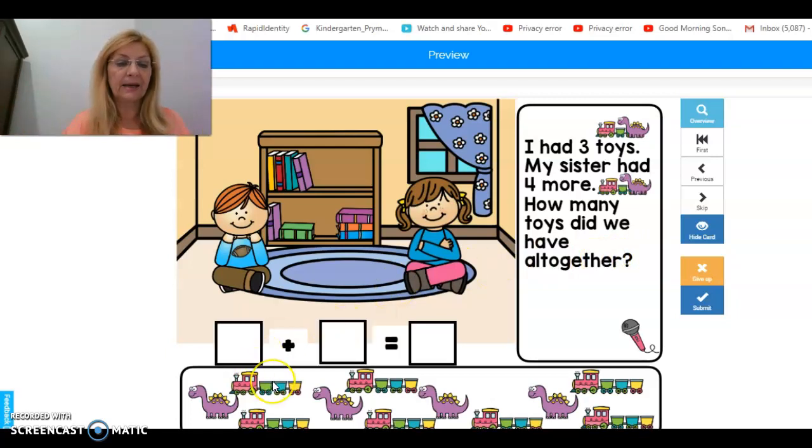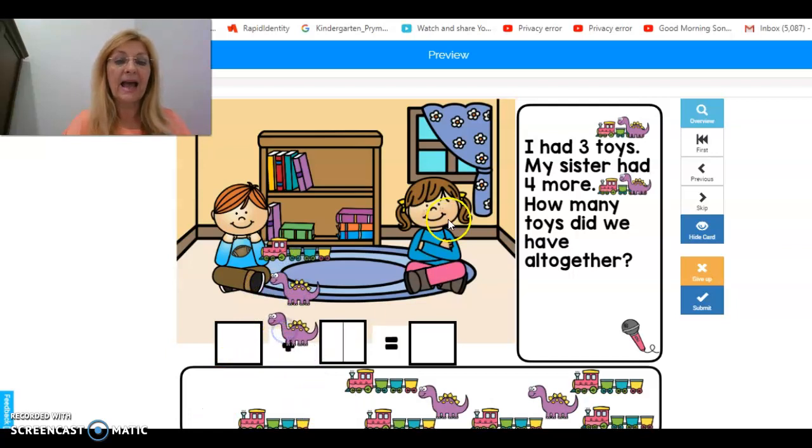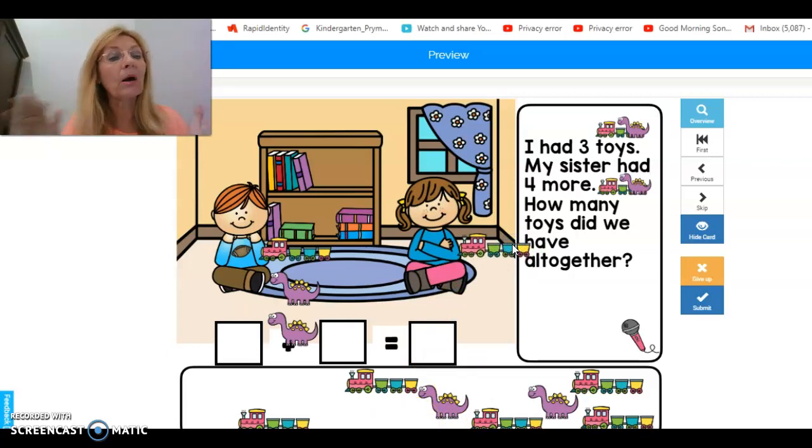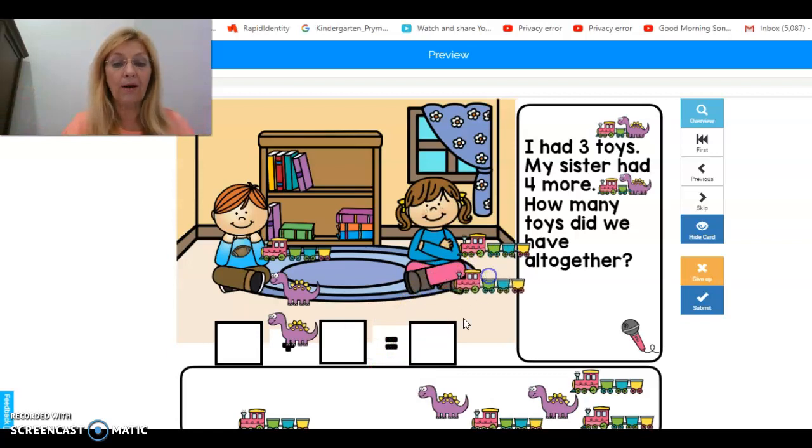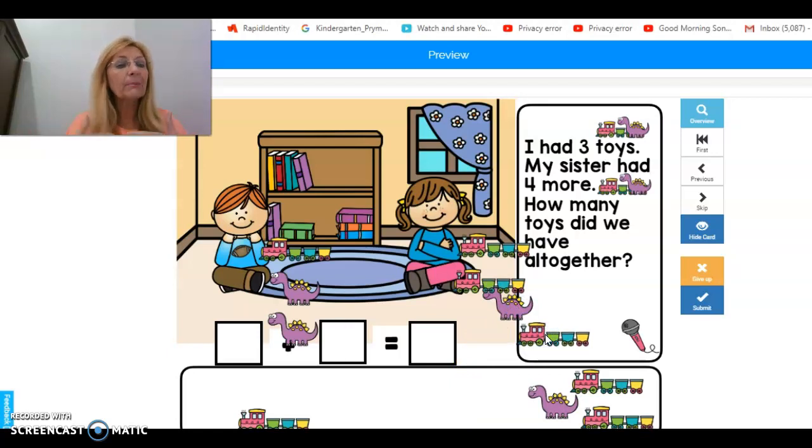So let's think about it. How many did the boy have? Yes, 3. 1, 2, 3. And how many did the girl have? 4 more. So you don't say that and that's 4. No, it says 4 more. 4 extra ones, 4 of her own. So we have to put 4 on this side. There's her 4 toys. So then it says, how many in all?